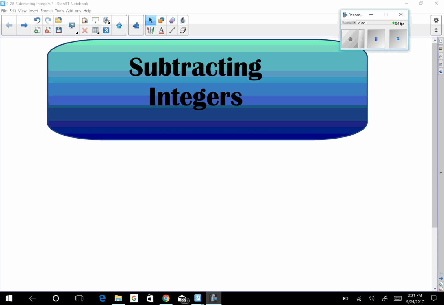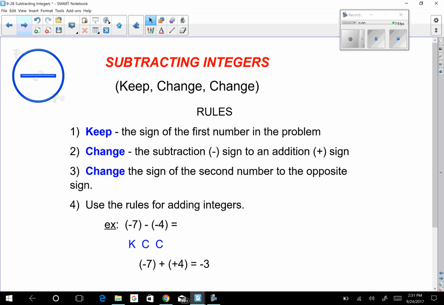Today we're going to learn how to subtract integers without using any models. So first thing we need to talk about are the rules. And the rules for subtracting integers, we call them keep, change, change.